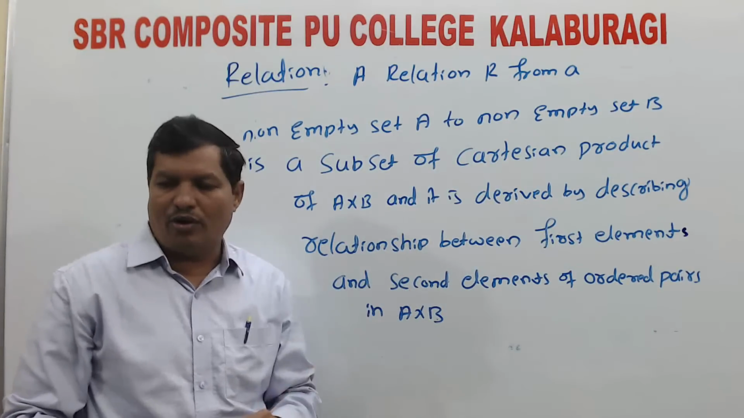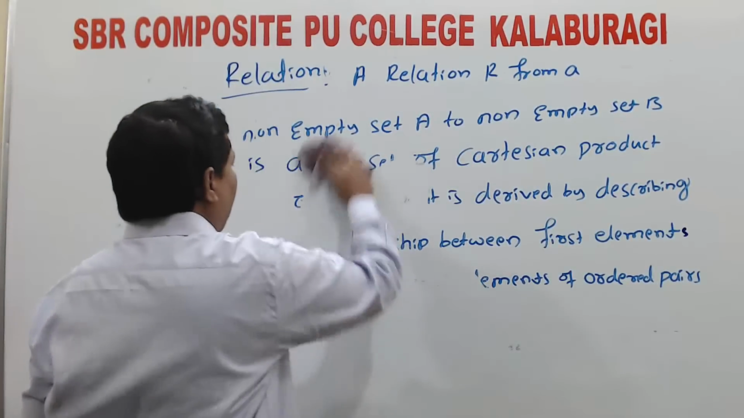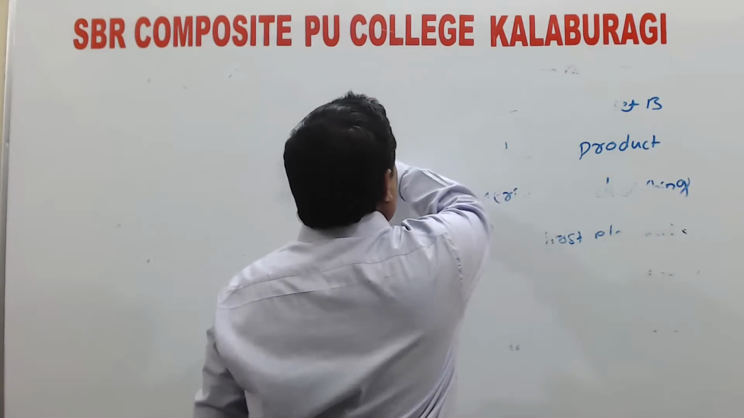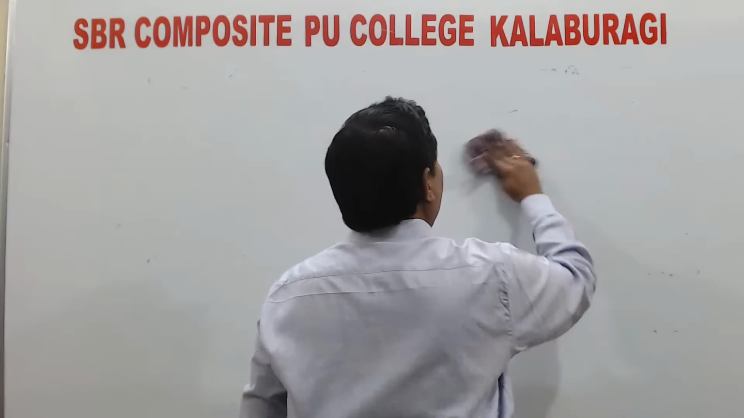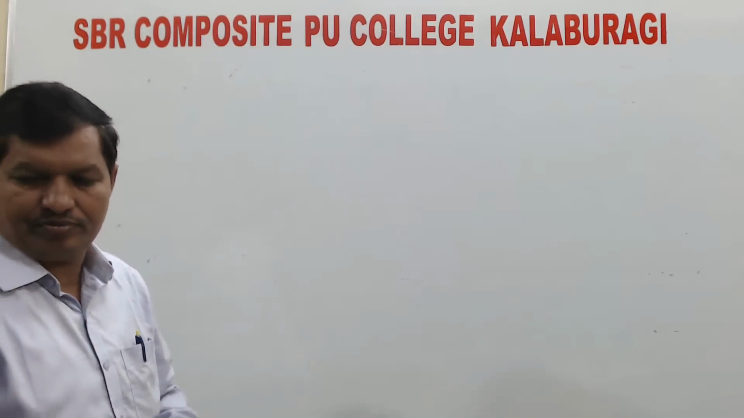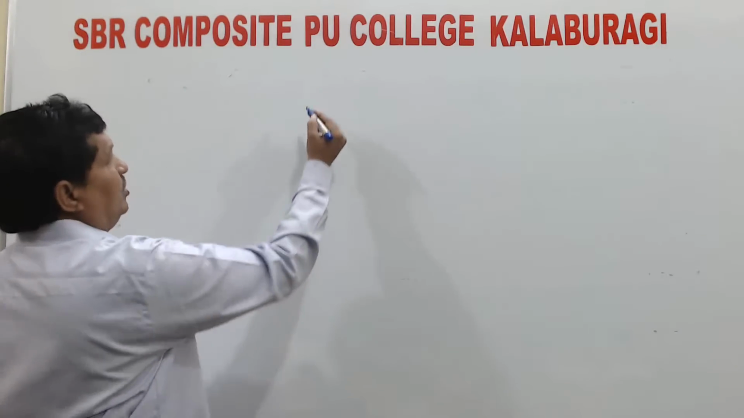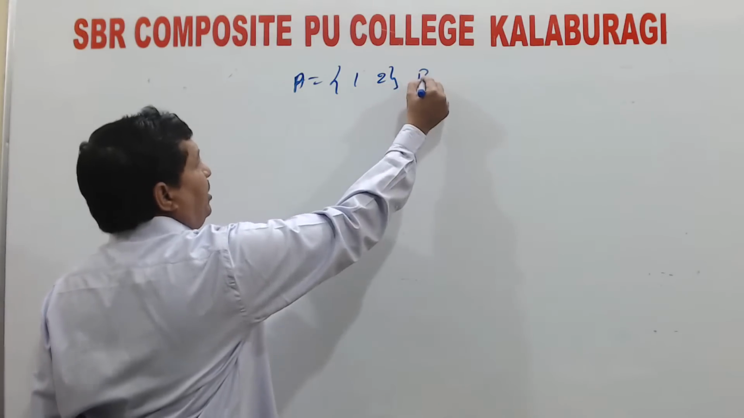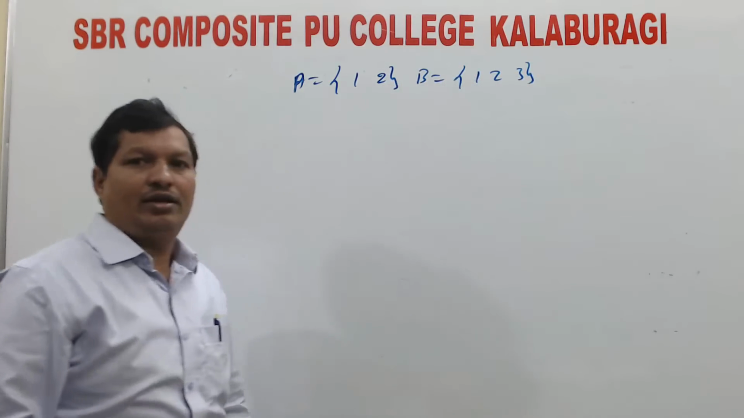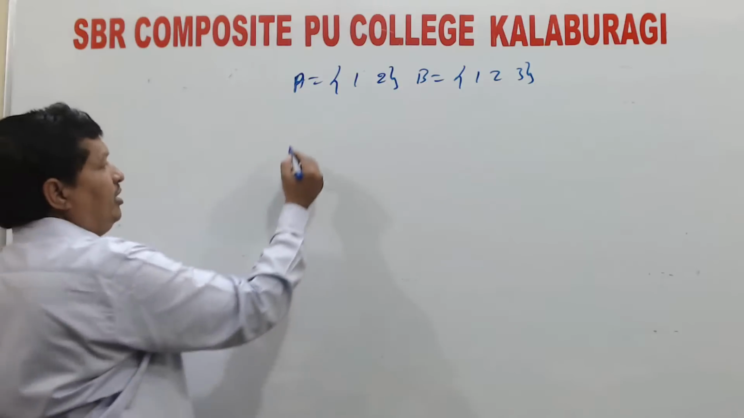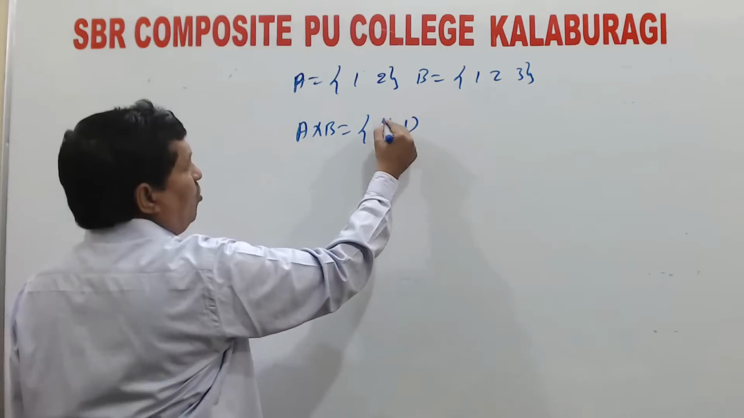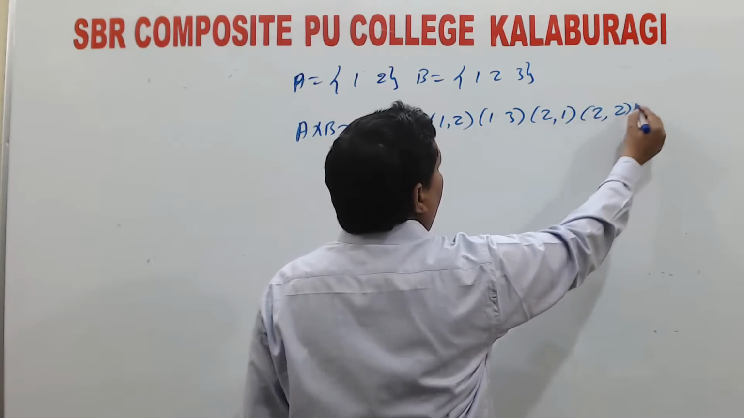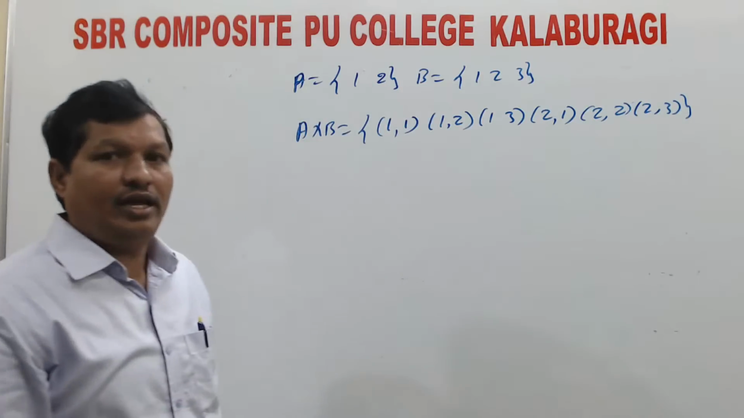Okay. Again, I want to write one more example. Suppose the question again, A equal to 1 comma 2, B equal to 1 comma 2 comma 3. Then A cross B equal to 1 comma 1, 1 comma 2, 1 comma 3, 2 comma 1, 2 comma 2, 2 comma 3. Okay, you write all the elements of the Cartesian product.